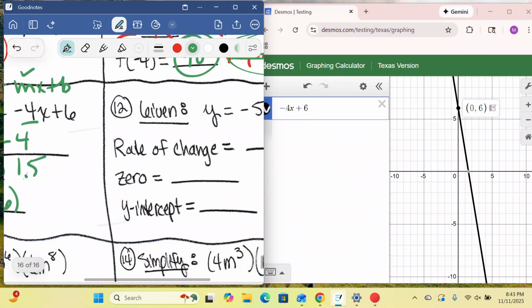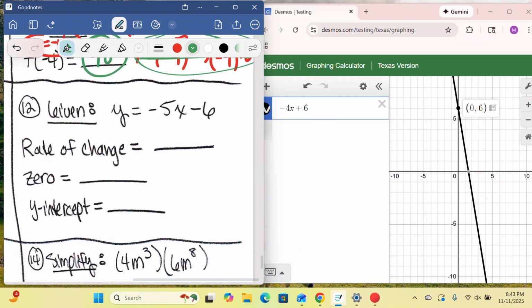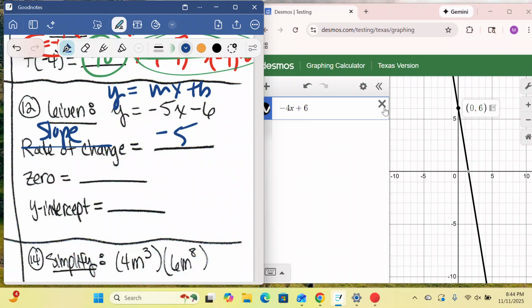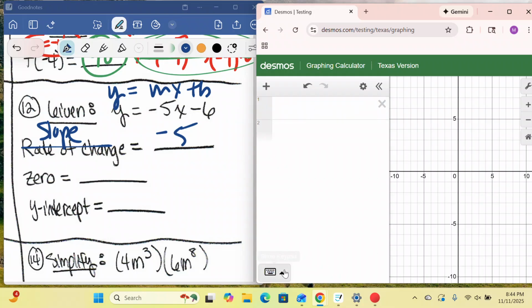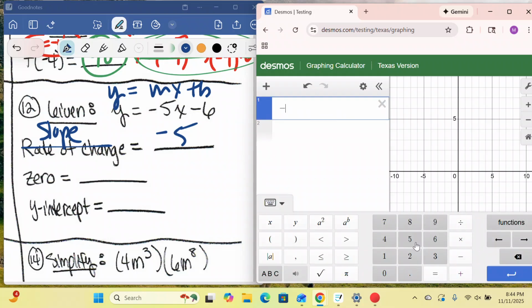And then we go to number 12. Number 12 is also already given to you in y equals mx plus b. I already know my rate of change, which is the same thing as slope. And of course, if you want to practice, practice it. If you don't want to practice, it's okay. We can go ahead and do it together. Negative 5 is my slope because it is the m. m is slope, b is y-intercept. All I have to do is graph it. So I'm going to go ahead and input it on Desmos. I'm going to input negative 5x minus 6.